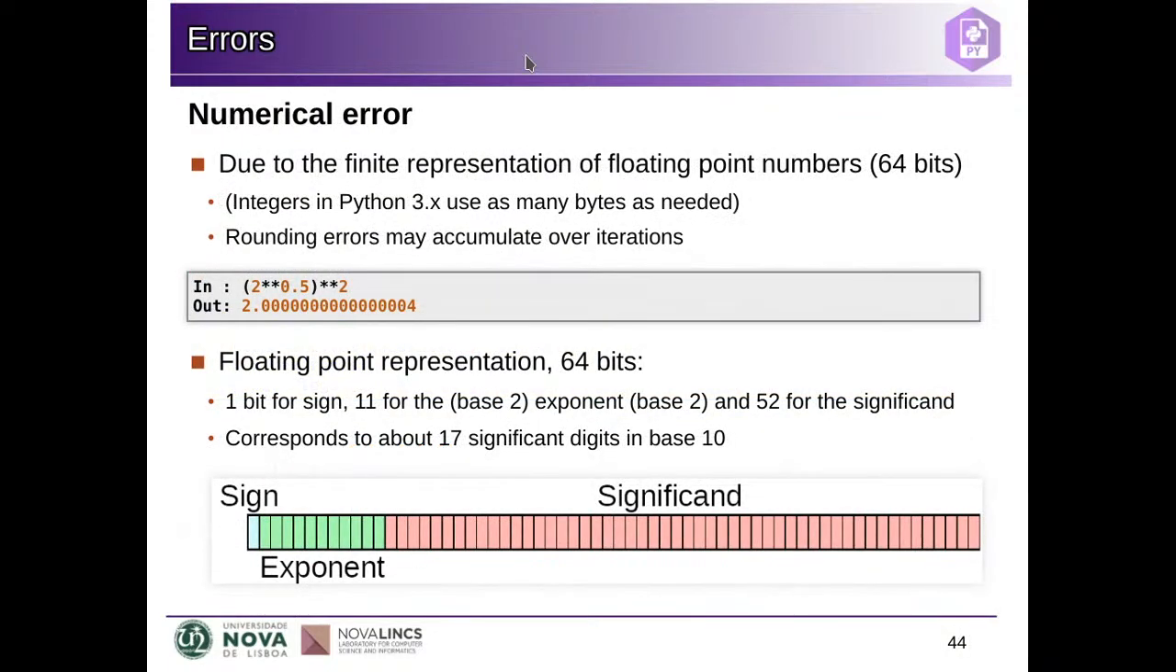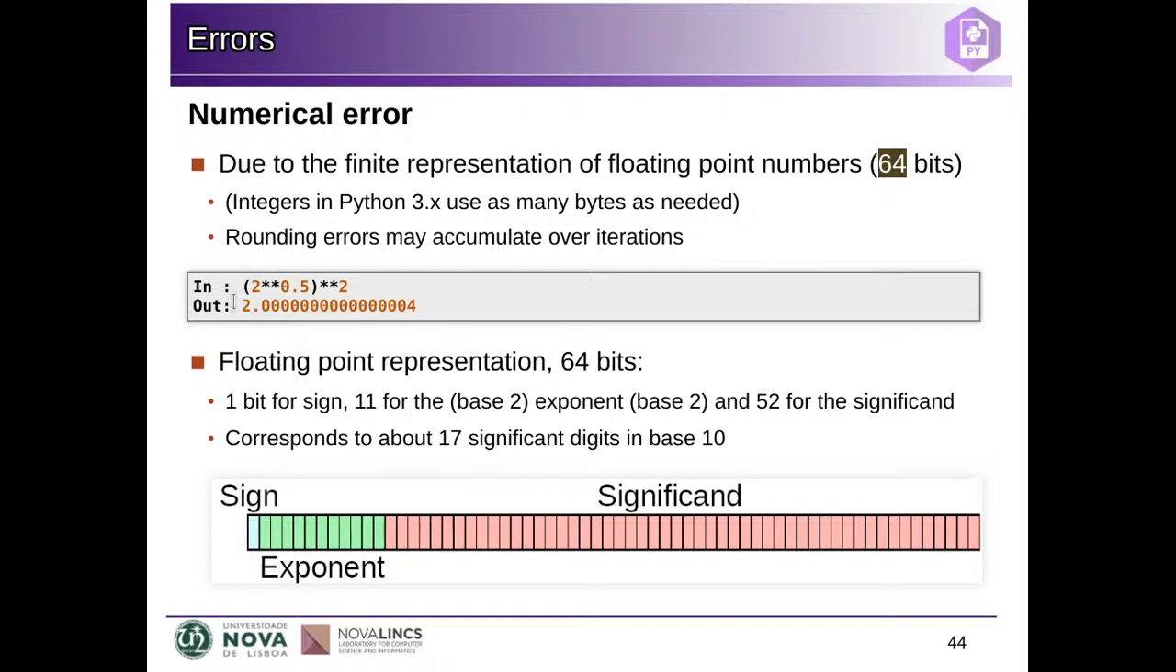Then there is another error that usually is not very bothersome, but you need to keep it in mind: floating point numbers are represented with 8 bytes, so 64 bits. You have the significant part here, which limits the number of significant digits. Then you have an exponent of 2 and a sign for your value. So this means that you have a limited precision on the numbers.